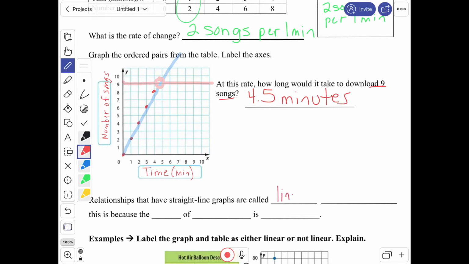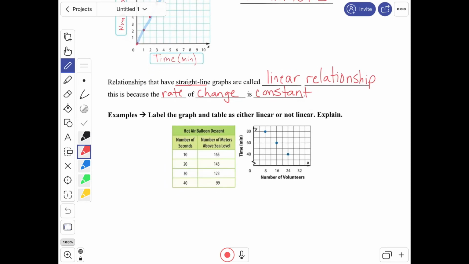The relationships that have straight line graphs are called linear. Linear means line. So if it's a straight line, like our little blue line right here, then it is called a linear relationship. This is because the rate of change is constant. It's the same price or the same time every time.